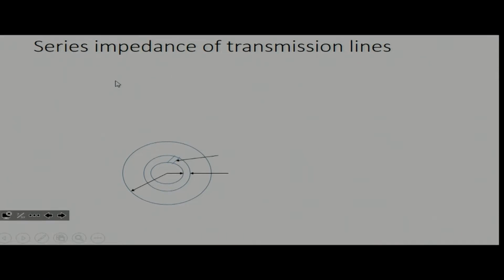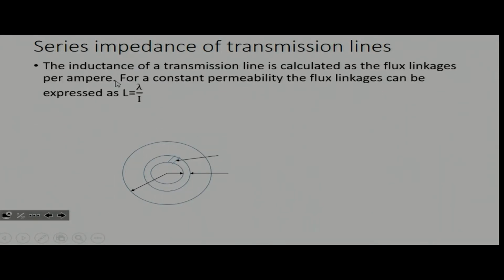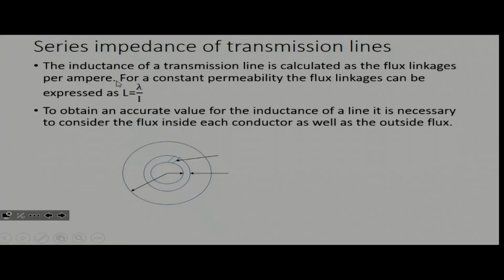Now let's look at the series impedance of a transmission line. The inductance of a transmission line is calculated as the flux linkages per ampere. For a constant permeability, this can be expressed as L is equal to lambda divided by I. To obtain an accurate value for the inductance of a line, it's necessary to consider the flux inside each conductor as well as the outside flux.